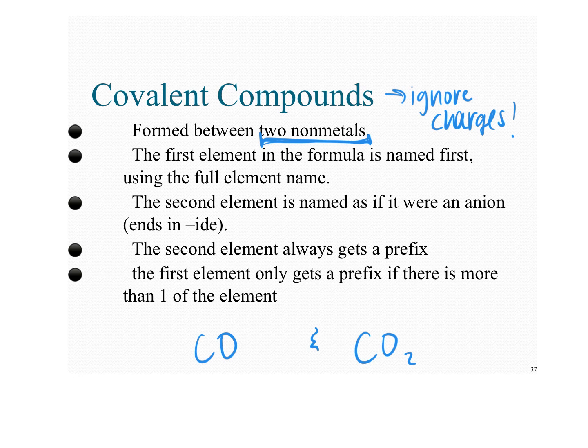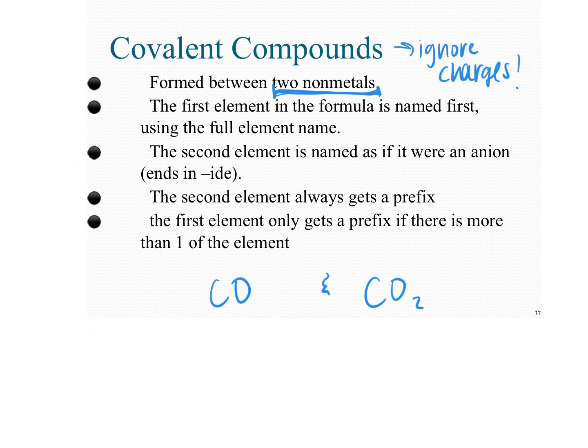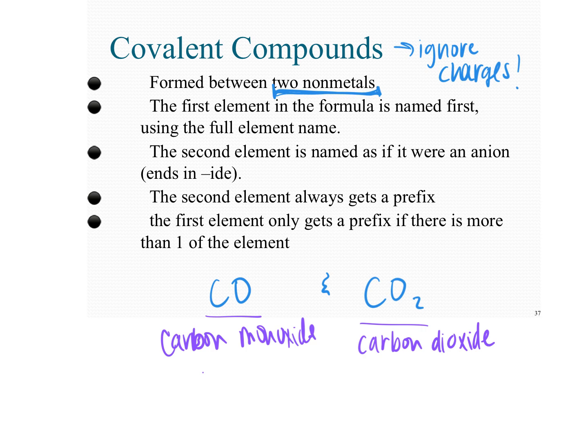Okay, what are the names of those formulas? You might know these. What's this one for sure? Carbon dioxide. And anyone know what the name of this one is? Carbon monoxide. Okay, so I want you to see what are some patterns we see here with how these are named.